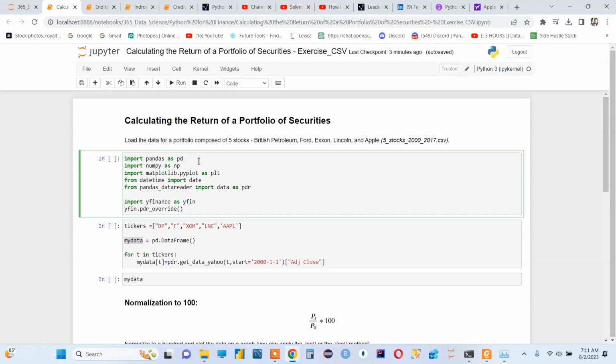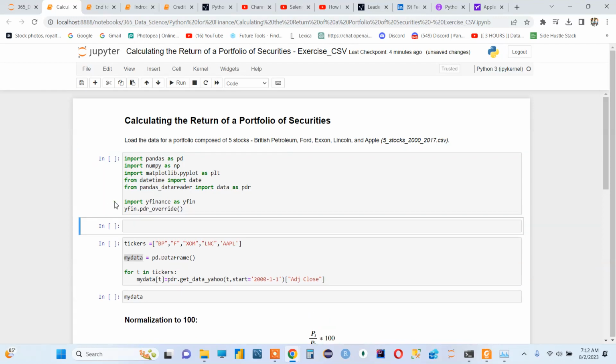First, I will import the basic libraries. I will use a Jupyter notebook as an IDE, which is very friendly. So we'll import pandas, numpy, matplotlib, datetime and pandas datareader as pdr. The important thing is you need to install all these libraries, and in case these libraries are not available in your Jupyter notebook, simply hit pip install and whichever library is missing. I have installed all libraries, so I will not install them again.